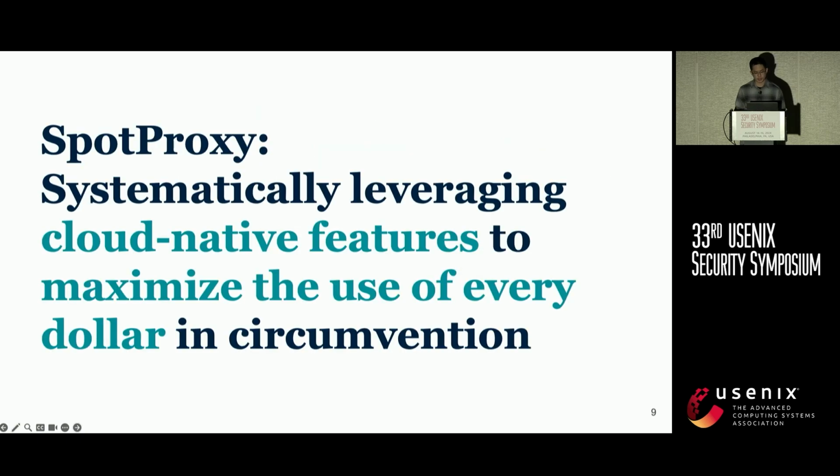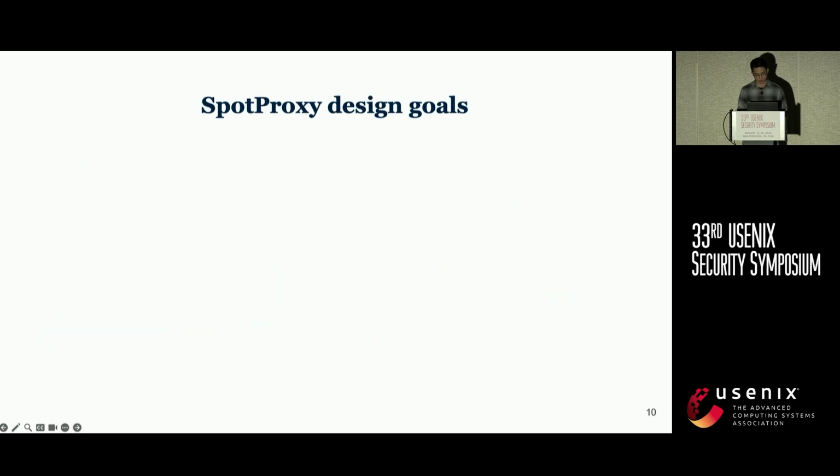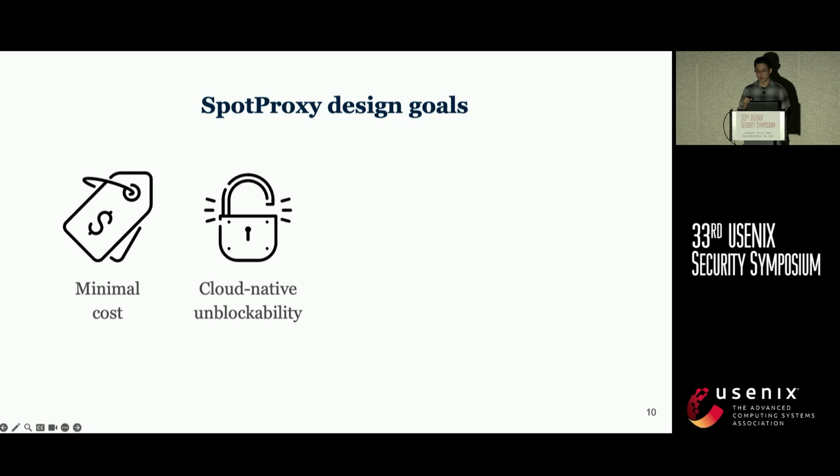So SpotProxy takes this inspiration head-on and leverages this and other features in the cloud to systematically extract their benefits for circumvention. We have 4 design goals. The first one is to minimize cost for usable circumvention. The second is to leverage the near limitless cloud resources to make censor blocking more challenging.